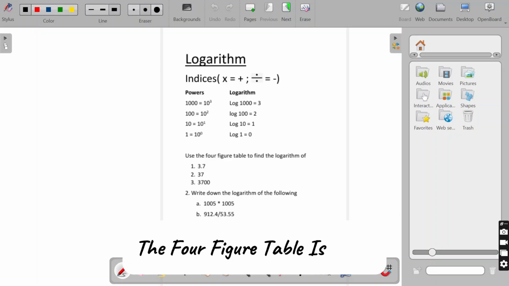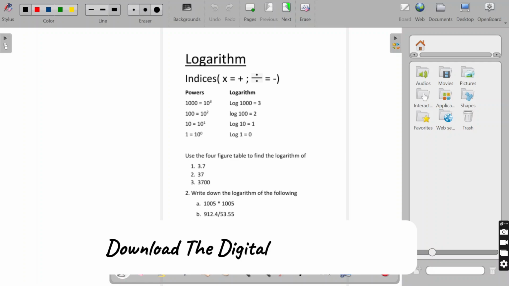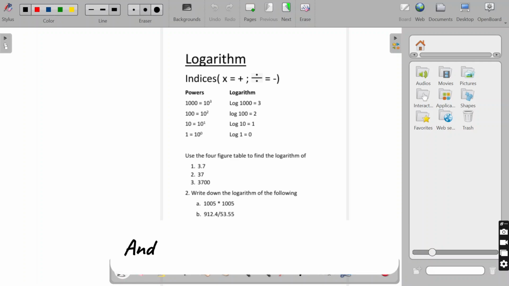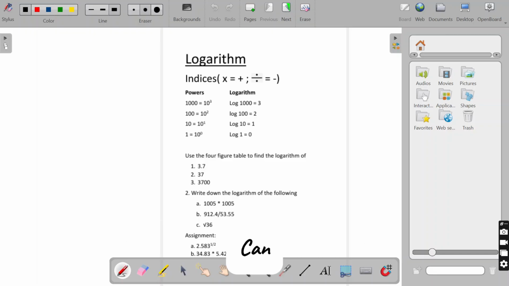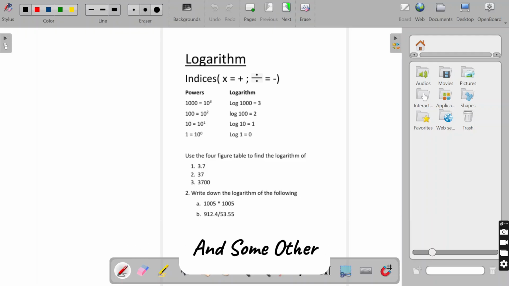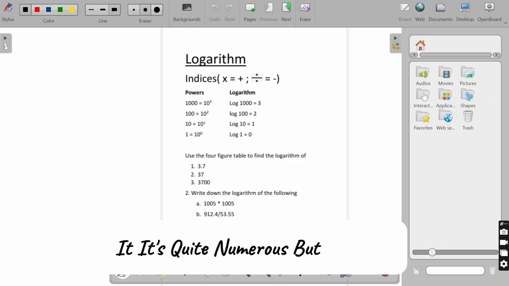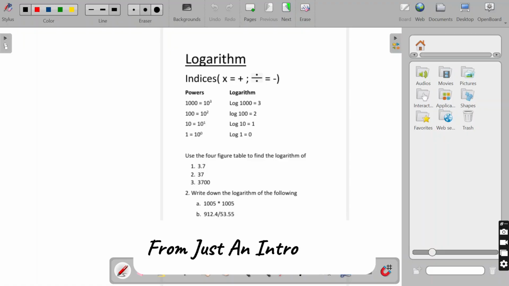The 4-figure table is an accompanying resource that you could fetch online. You could go to Google, download the digital copy of the 4-figure table, and have free access. With the 4-figure table, you can determine the logarithm and antilog and some other things. It's quite numerous, but we'll just be looking at logarithm from an intro level.